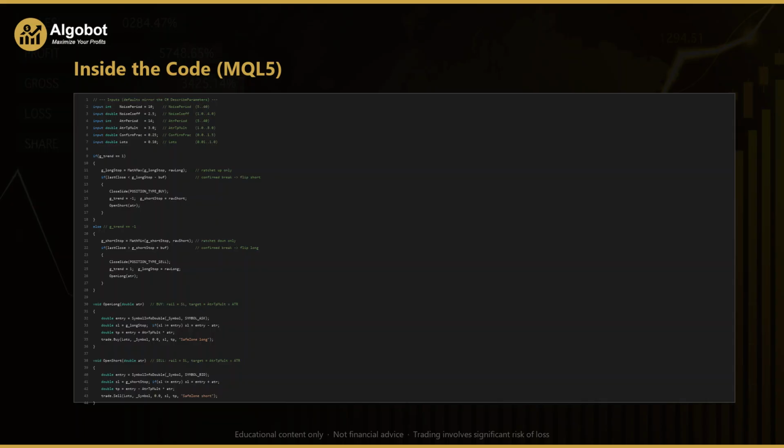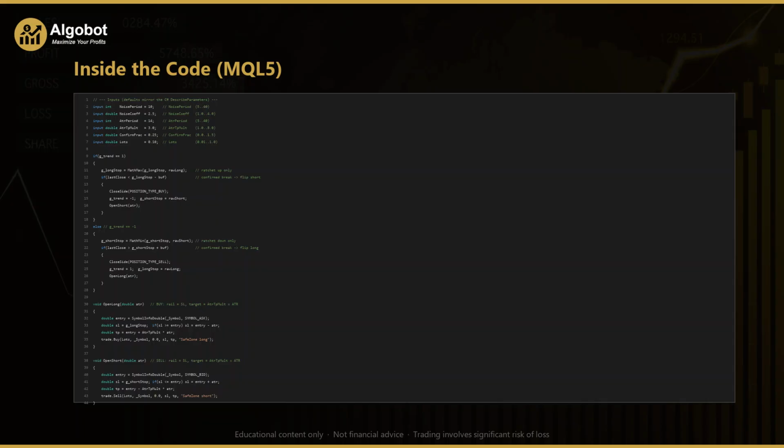Below that is the core decision. When the trend variable equals 1, the strategy is long. It ratchets the long stop upward with MathMax, so the rail can only rise. Then it checks the key condition. If the last close falls below the long stop minus the buffer, that's a confirmed break.